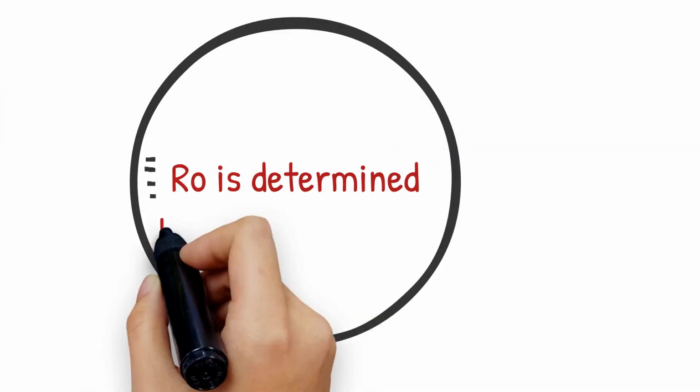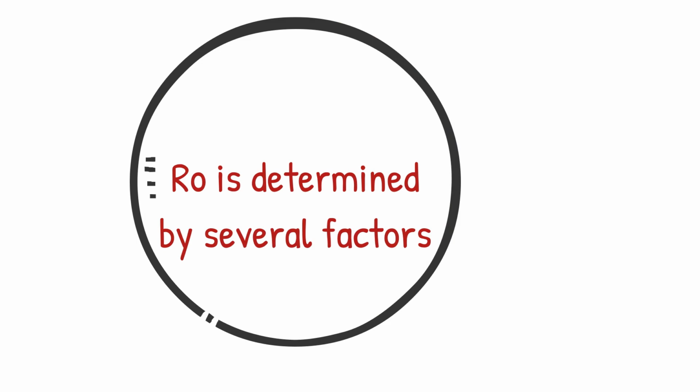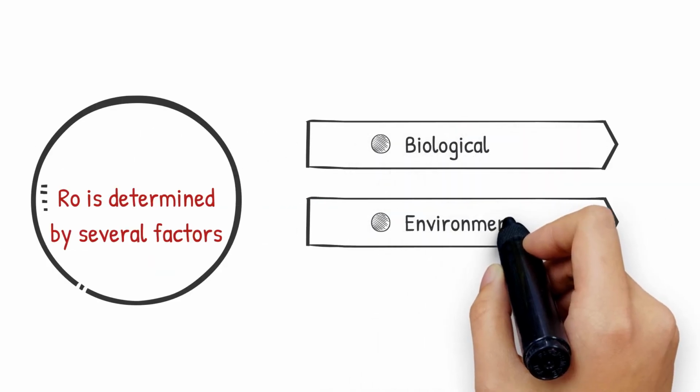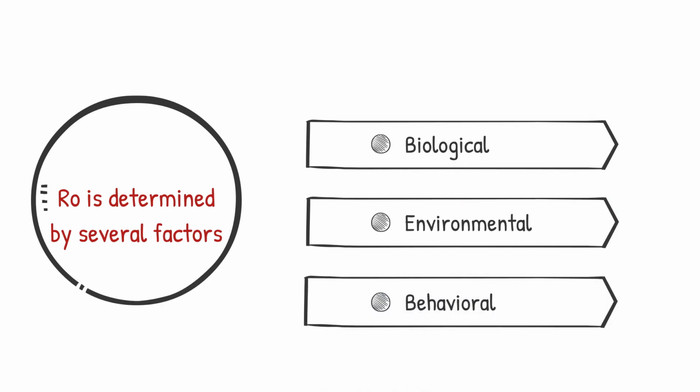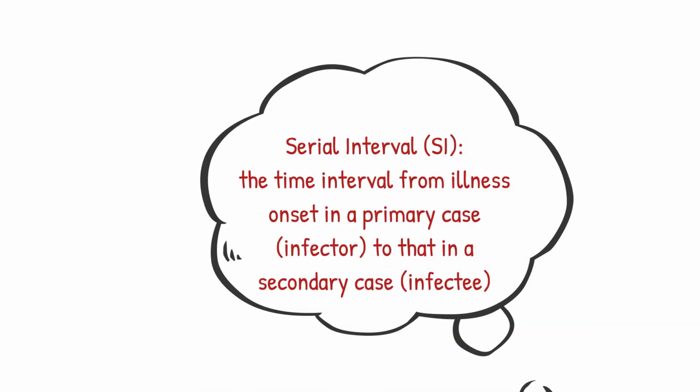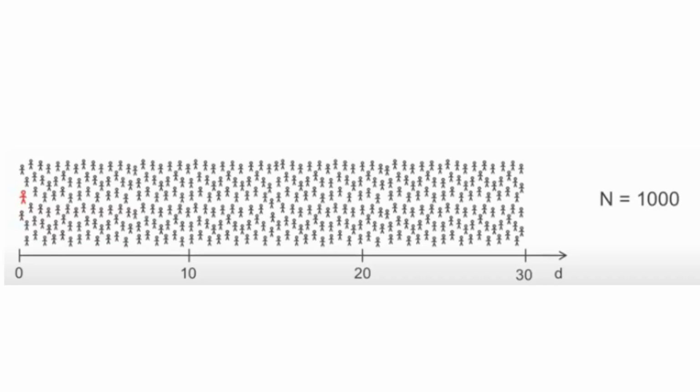R naught depends on multiple factors: biological, environmental, behavioral. Serial time interval. Consider a population with 1,000 people. Let us start with 1 person infected.